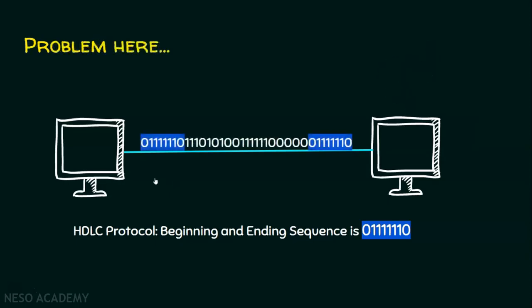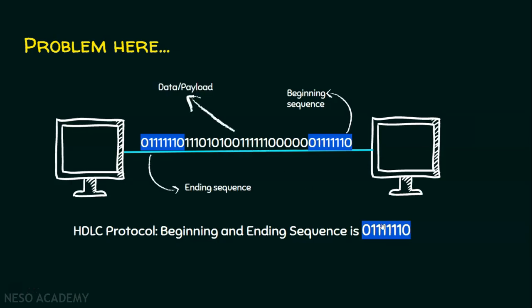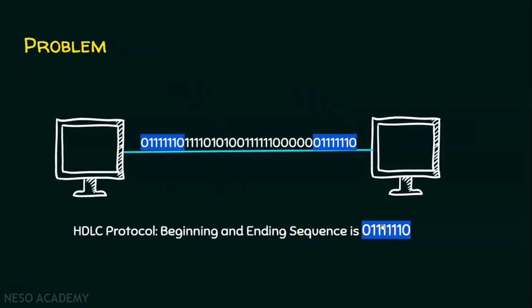Here is a scenario which has some problems. Suppose this is the sender and this sender is going to send some group of bits, and this is the beginning sequence and this is the ending sequence, and obviously this is the data part. Can you figure out any problem here? And the problem is this. There is a bit pattern in the data which resembles the beginning sequence or the ending sequence.